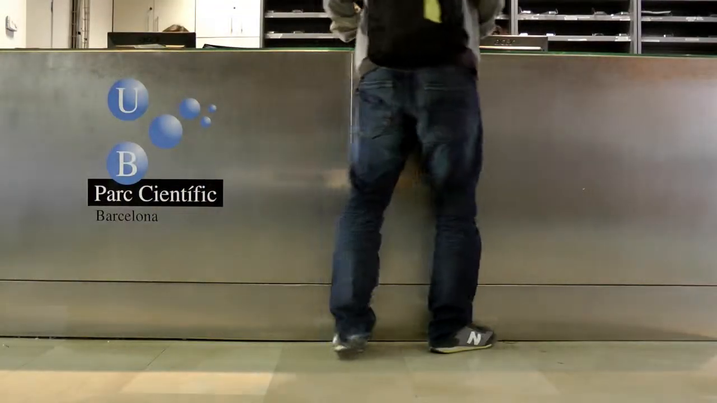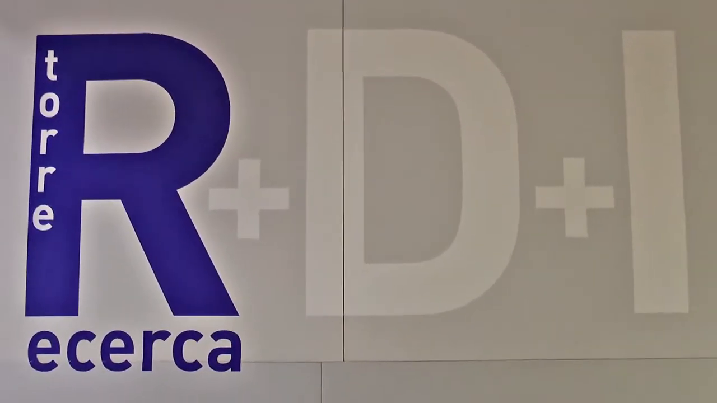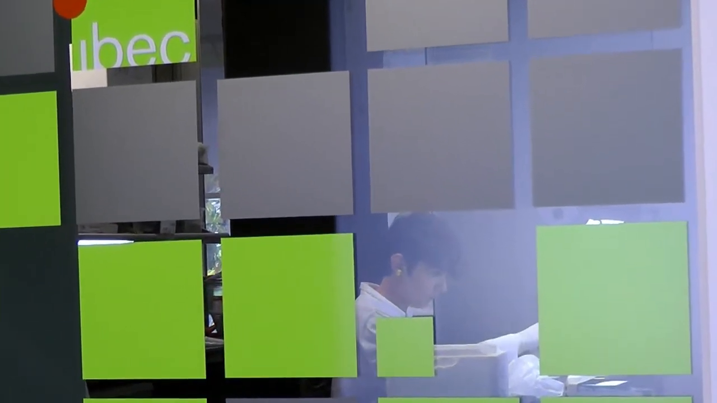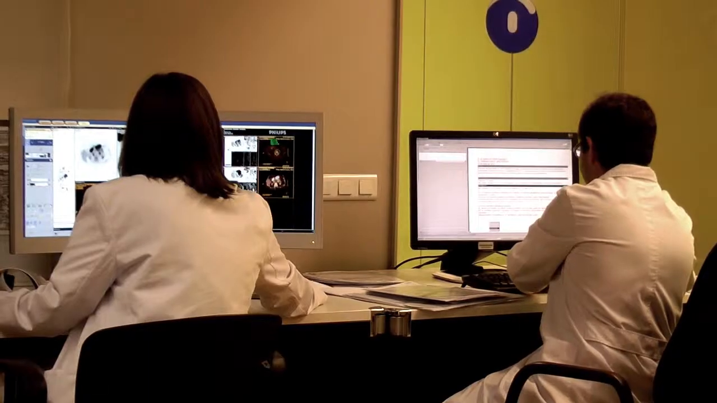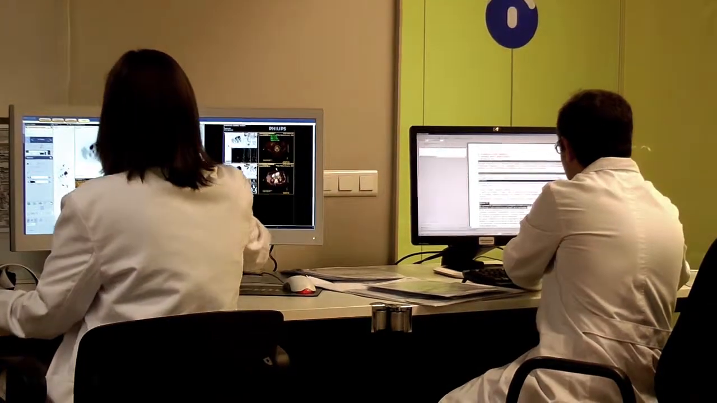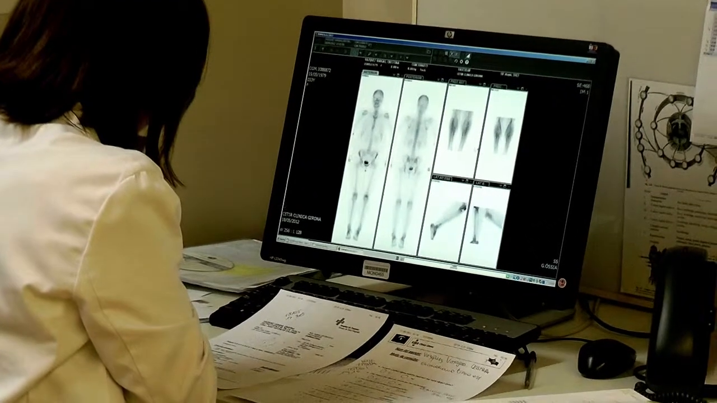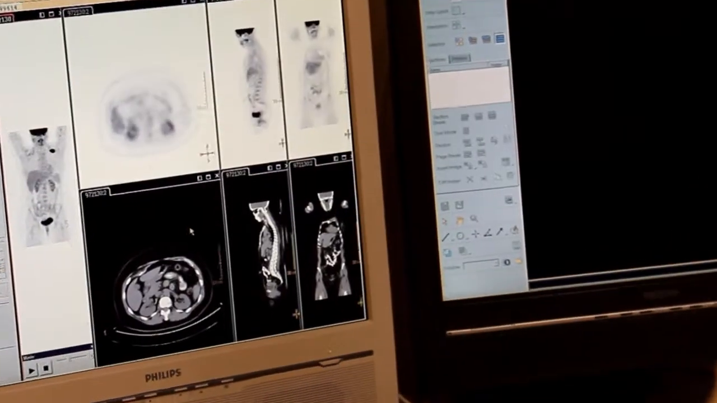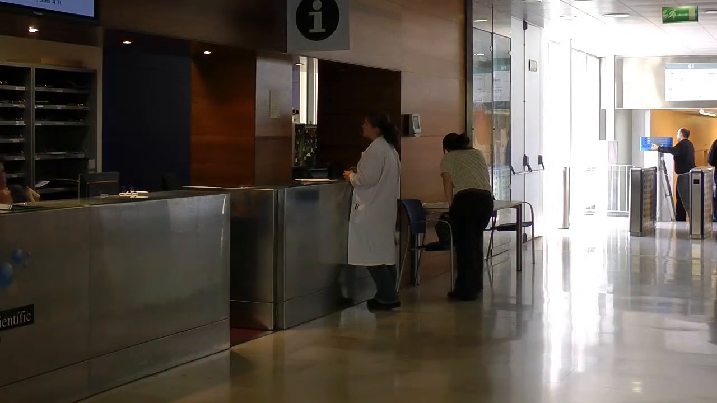MySpine aims to create a clinical predictive tool that will help to determine the best treatment for low back pain. To do this, it will provide clinicians with patient-specific biomechanical and mechanobiological analysis.